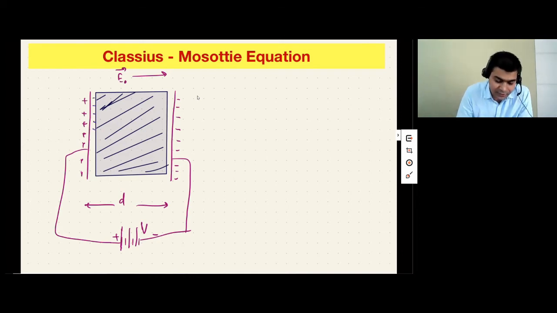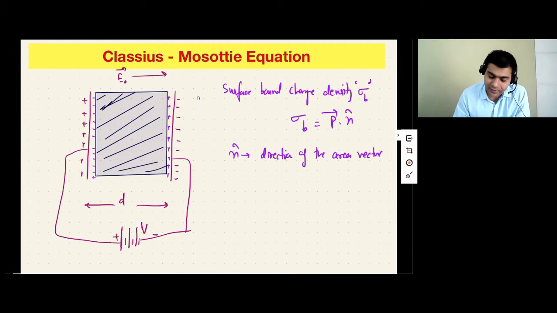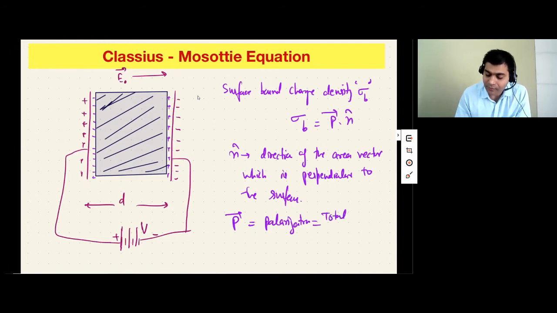So negative charge will be piled up here, and positive charge will appear on this surface, and we call that the bound charge density, sigma b. I told you that sigma b was equal to P dot n hat, where n hat is the direction of the area vector, perpendicular to the surface, and P is the polarization. It means the total dipole moment per unit volume.